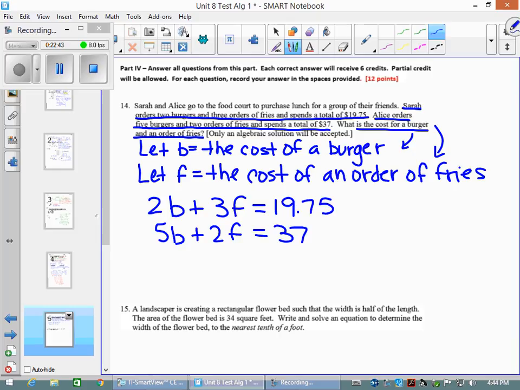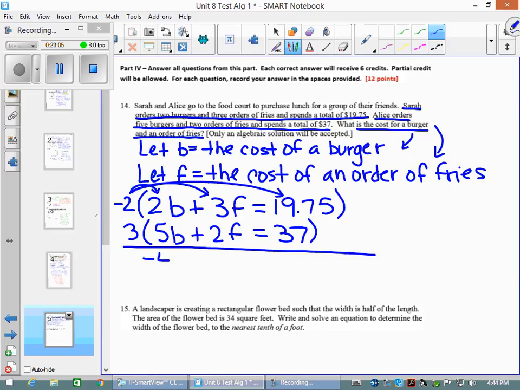So I'm going to take my first equation and multiply it by negative 2, and I'm going to take my second equation and I'm going to multiply it by 3. And I'm going to rewrite them right under here. So if I start with my first equation, I'm going to distribute in that negative 2. I end up with a negative 4b minus 6f is equal to negative 39.50. Please type in negative 2 times 19.75. Don't forget to distribute the negative everywhere. And then I'm going to distribute in this 3. 3 times 5, that's going to give me 15b plus 6f is equal to $111.